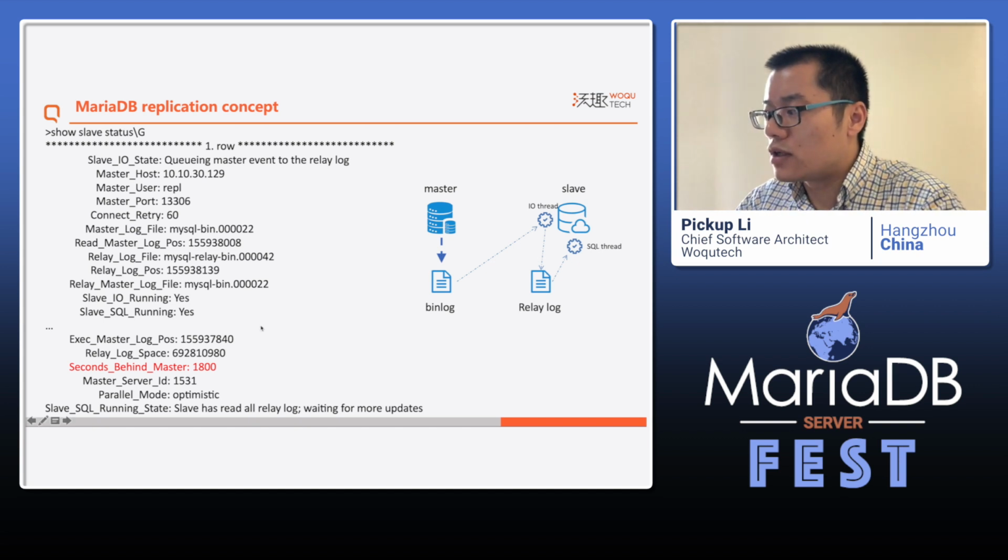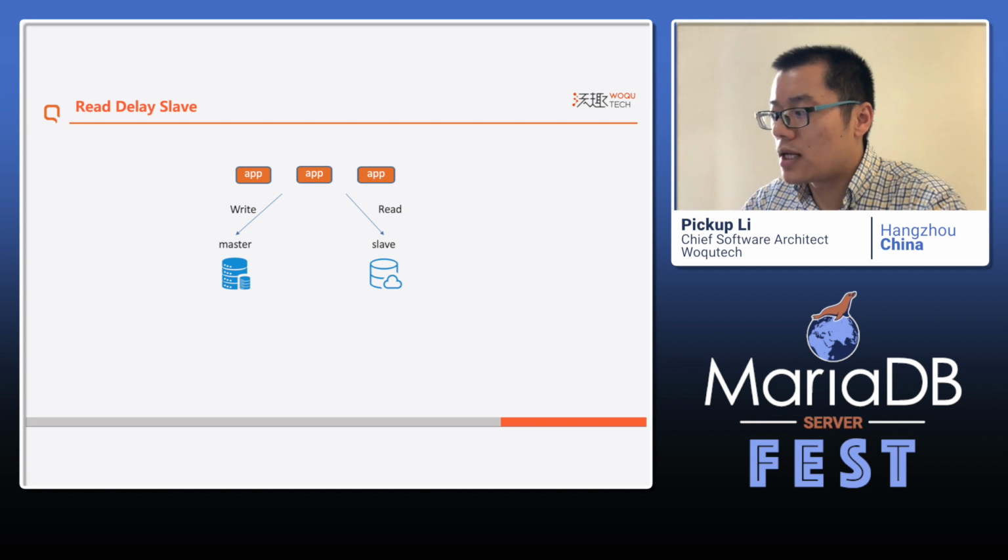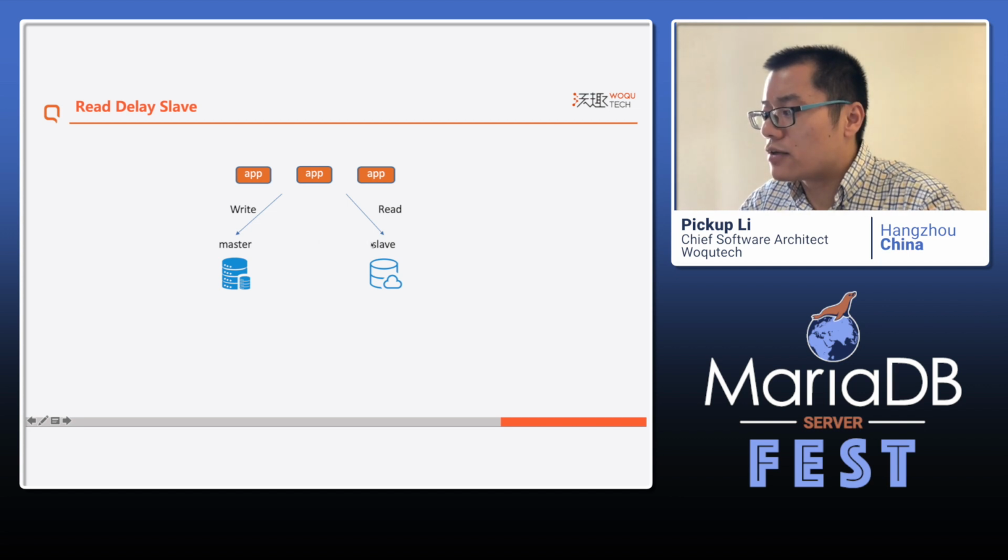Let's look at the scenario on the slide. It's a read-write separation infrastructure. The application writes on the master and reads from the slave. If the replication delay is 1,800 seconds, the data read by the application from the slave will be half an hour old. It's unacceptable.